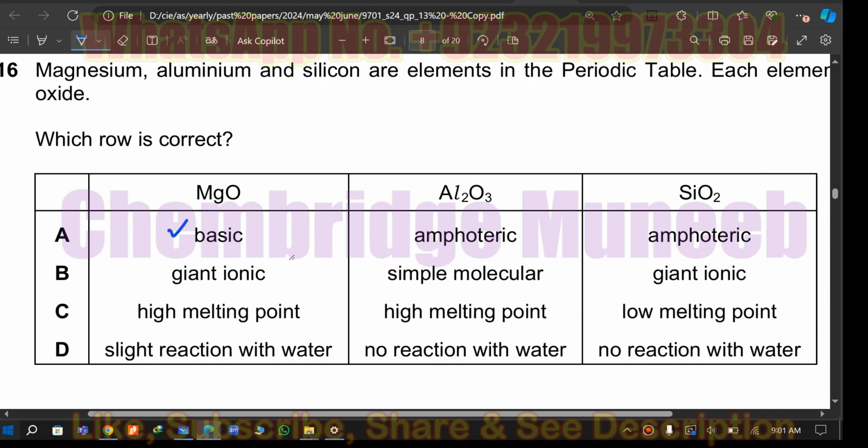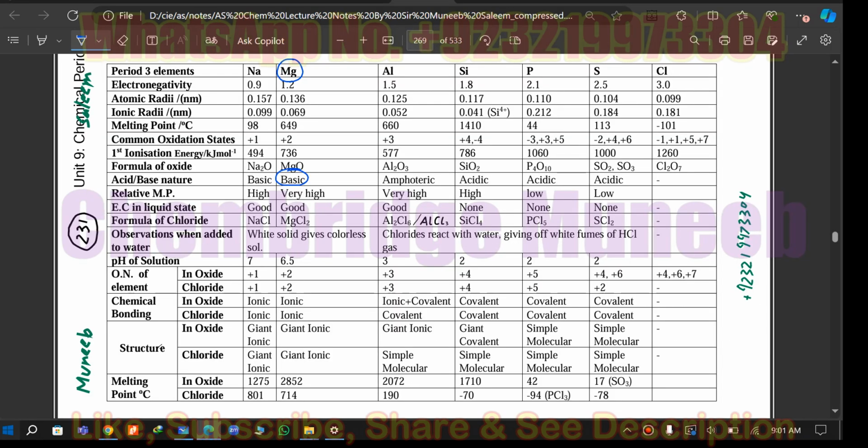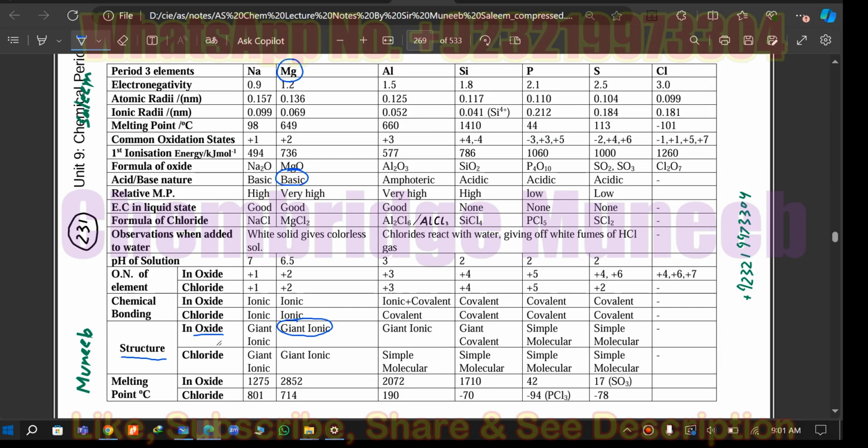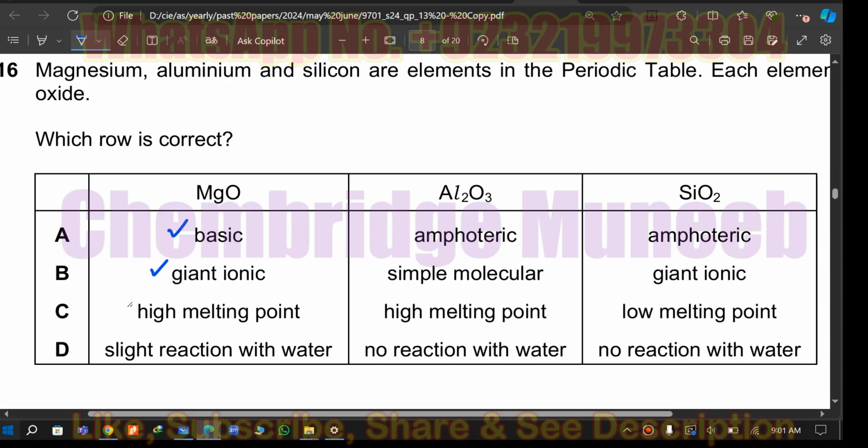Then it says has a giant ionic structure, so I have to check this. This is the structure title, and in terms of its oxide, its structure is giant ionic. That is correct. High melting point. Now I have to check its melting point values over here in the oxide as well. Although I don't see the words high or low here, I can see that the value is very much higher. 2800 is such a large value, which means it does have a high melting point.